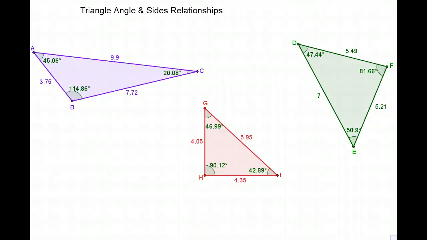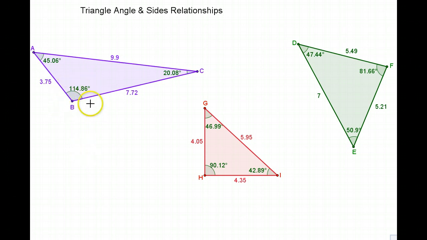Hello class, today we're going to be talking about two properties of triangles. The first property is triangle angle and side relationships. Here you can see we have three types of triangles: an obtuse triangle, an acute triangle, and a somewhat right triangle. As you can see, they are all scalene triangles, which means none of the side lengths are the same. But let's take a look at the relationship between the largest angles and the largest side.